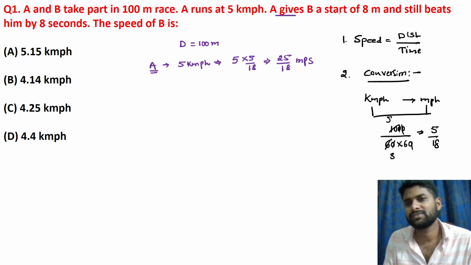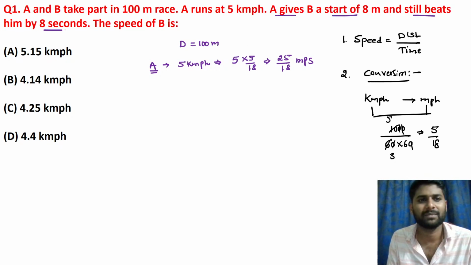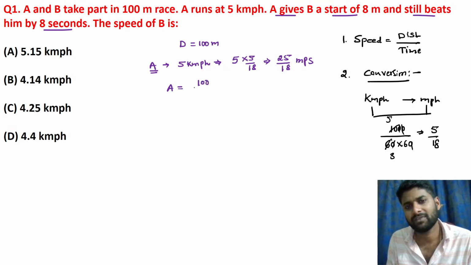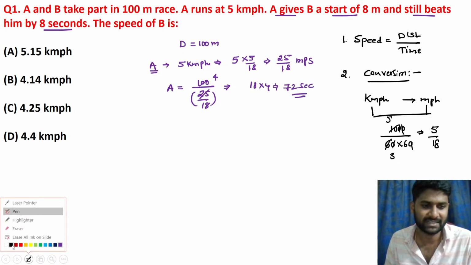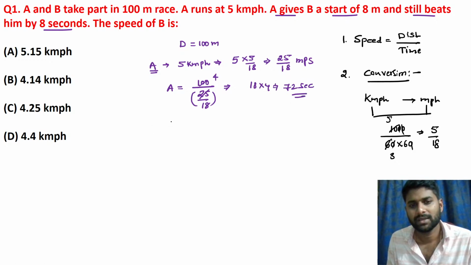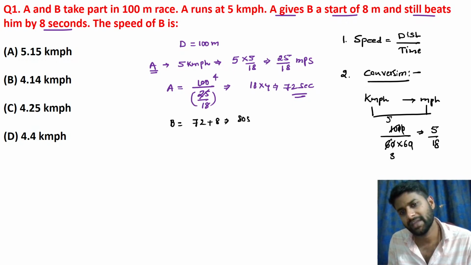See, A gives B a start of 8 meters and still beats him by 8 seconds. We already know that A wins the race. A wins the race means A covered 100 meters at 25 by 18 meter per second. So finally, it is 4 times 18, exactly equal to 72 seconds. Means A takes 72 seconds to complete that race. But A beats B by 8 seconds, so if A takes 72 seconds, B takes 72 plus 8 seconds more, so B takes 80 seconds.